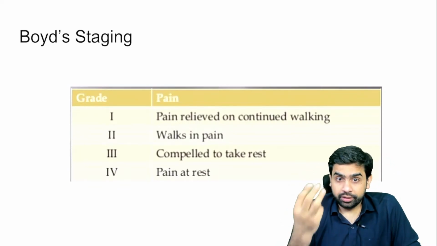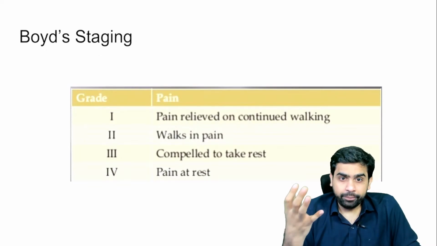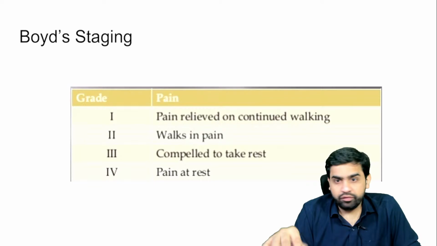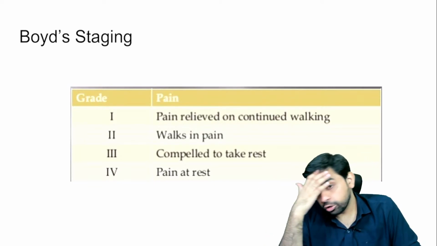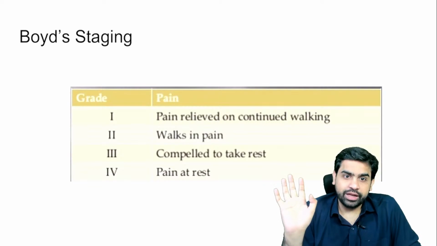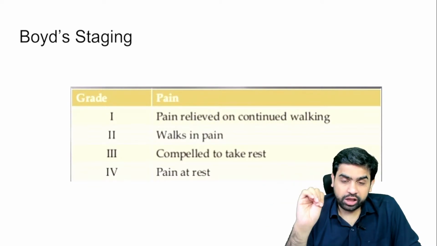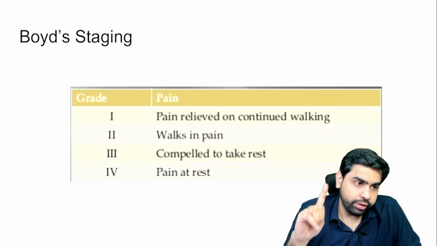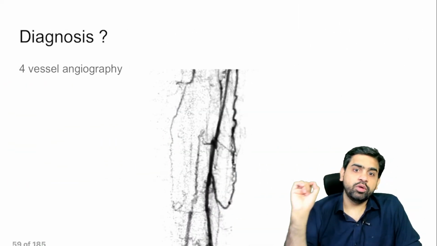What about Boyd's type 3? Here, when the patient starts to walk, the patient gets the pain, but the pain is very, very severe. Now the patient cannot walk. The patient says, I have to sit down, I have to take rest, and once the patient takes rest, the pain goes away. What about Boyd's type 4? Here the patient has not even started to walk. The patient is having rest pain itself. So that is Boyd's type 4. I hope you have understood this point.